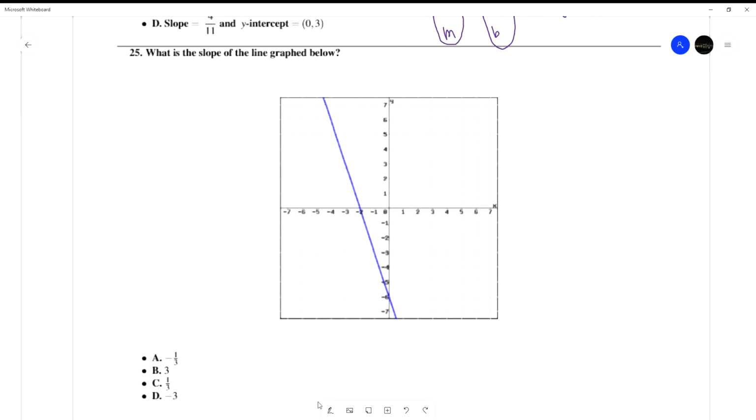Last but not least, the easy way I told you, right, is look for very clear points, points that are very easy to identify. I see a negative 2, 0, and I see a 0, negative 6 here. So how do I get from left to right? I have to go down 1, 2, 3, 4, 5, 6. So down 6 means negative 6, and then across 2, 1, 2. So negative 6 over 2 equals negative 3. That is answer choice D. How did y'all do?